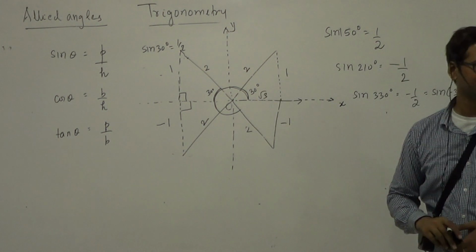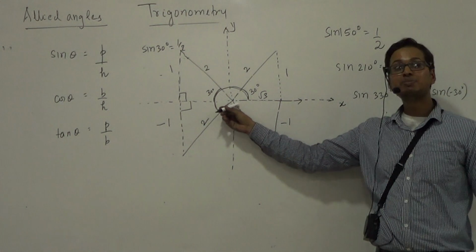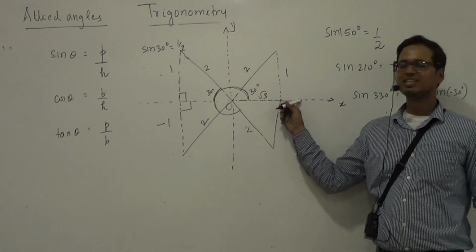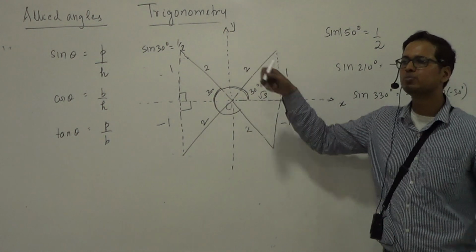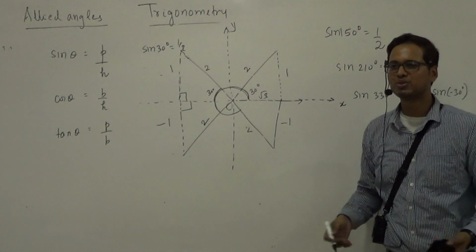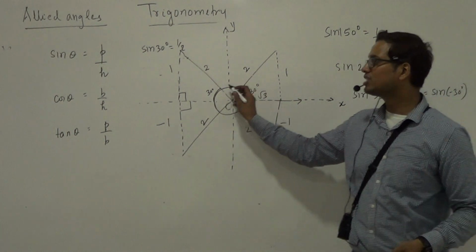So it will be plus root 3 by 2. Correct? So cos 30 degree will be plus root 3 by 2, which we all know. But what about cos 150 degree?